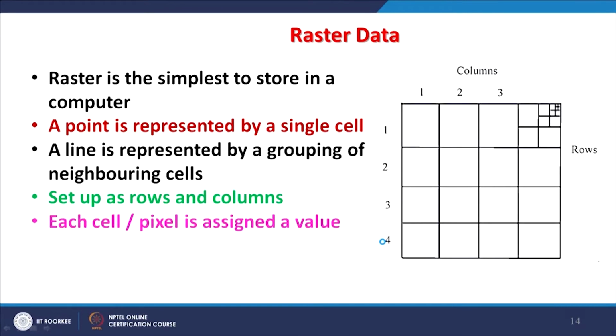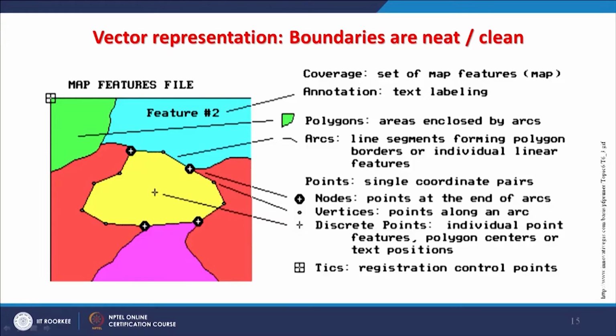Raster is set up as rows and columns, and each cell or pixel is assigned a value. So, the unit in case of vector can be point, line, polygon, but ultimately it is the coordinate x and y pair. But in case of grid or raster, you have either a cell or pixel as a unit. High spatial resolution, with smaller cells representing a smaller ground area, will require more space to store and more processing time.